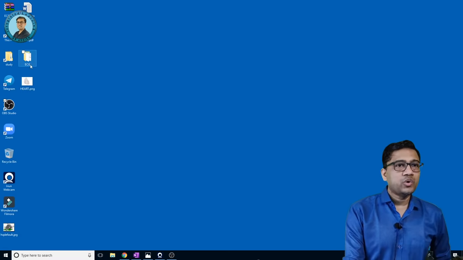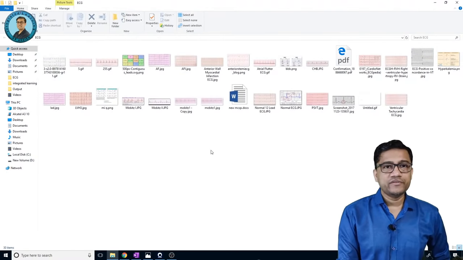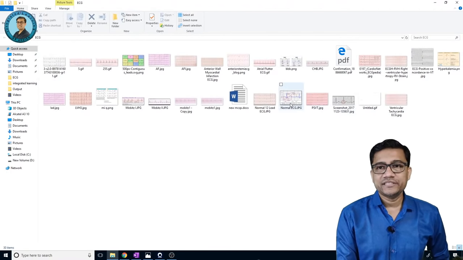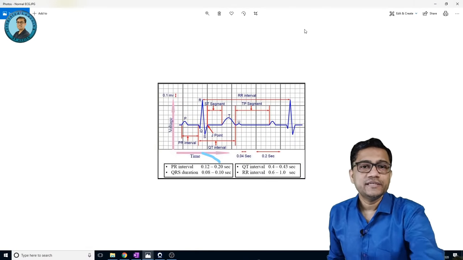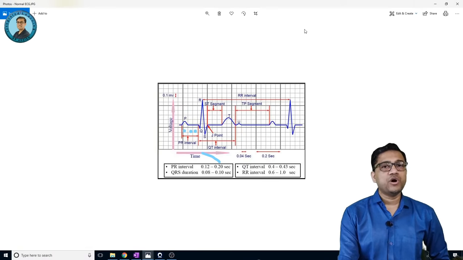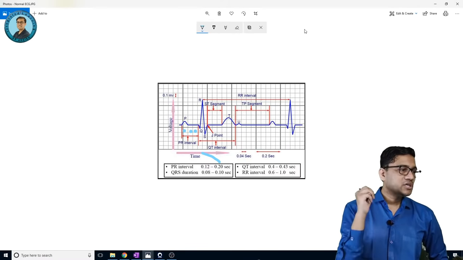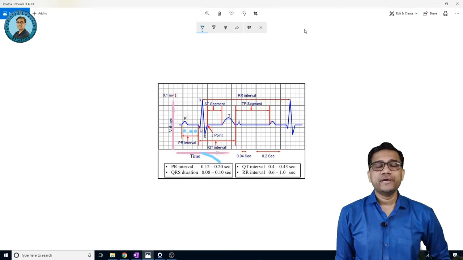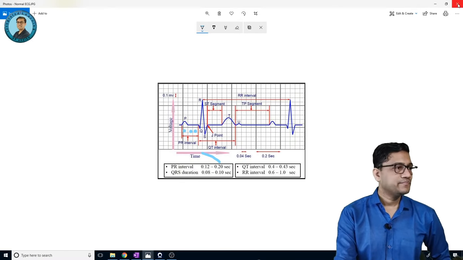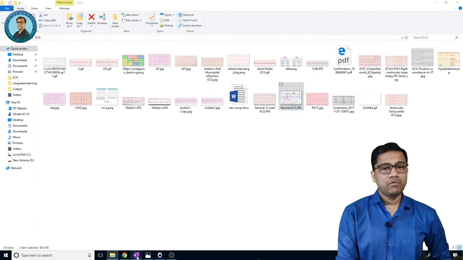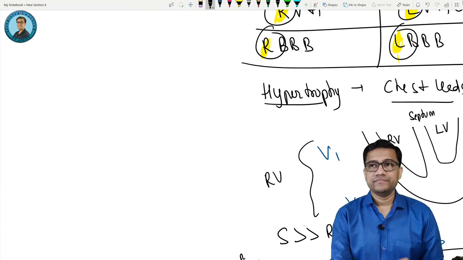Okay, so look at this one, which is a normal ECG for us. You can see something here. So how many box? 1 box, 2 box, 3. So 3 box is normal. I hope it's clear. 3 box. Now look at this one.